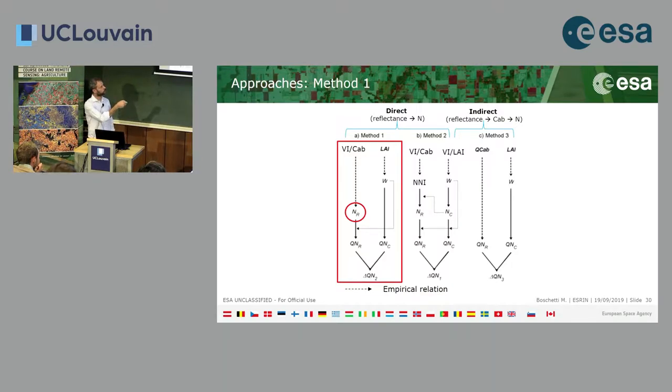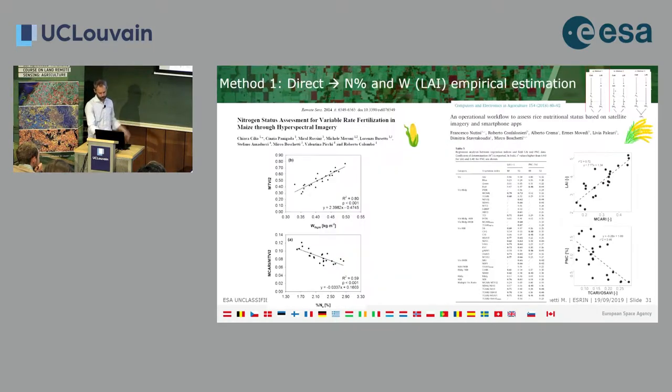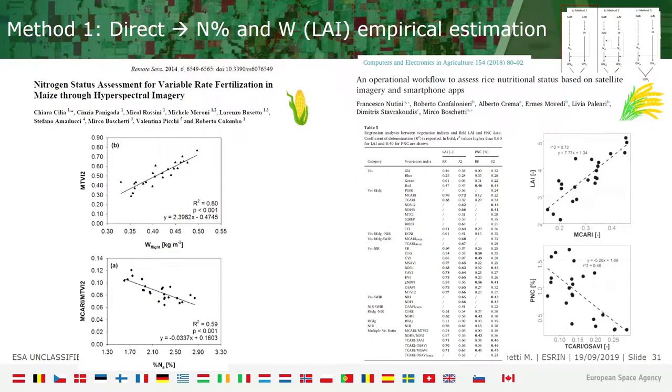So we want to estimate nitrogen concentration from vegetation index. The first approach: there are several approaches in literature. You can see that you can have a nice relation between vegetation index and biomass, as I told you before, and other vegetation indices and nitrogen concentration.